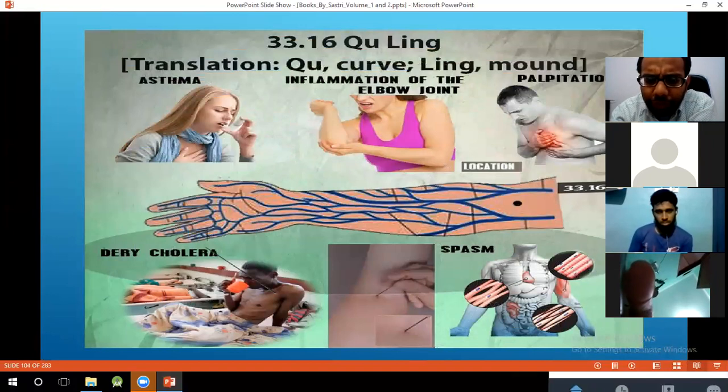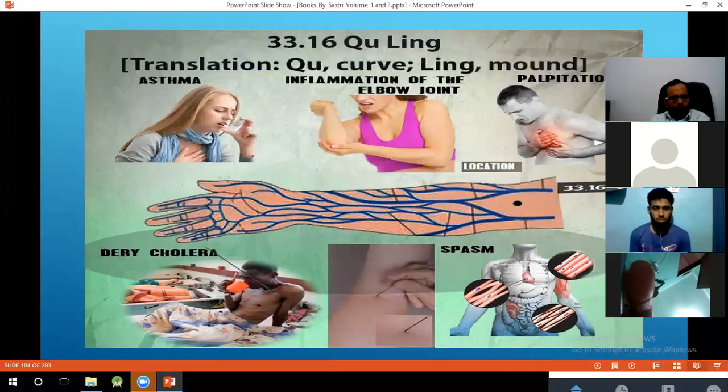Then comes 33.16. It's also nearby the pericardium area. You see a lot of spasm in the whole body, especially in hemiplegic cases. So what to do? Combine it with 11.10, 9 and 13. It recovers a lot of spasm in the whole body. Especially in hemiplegic cases, this is a very wonderful combination for the patient.